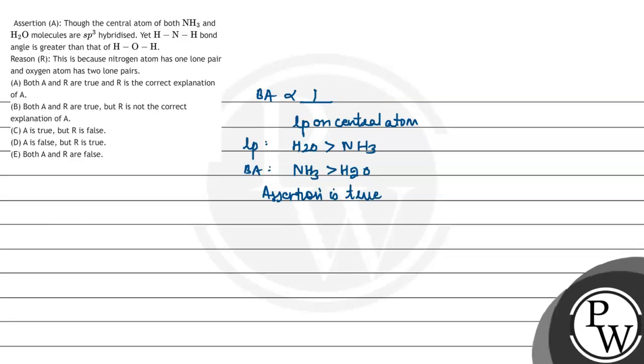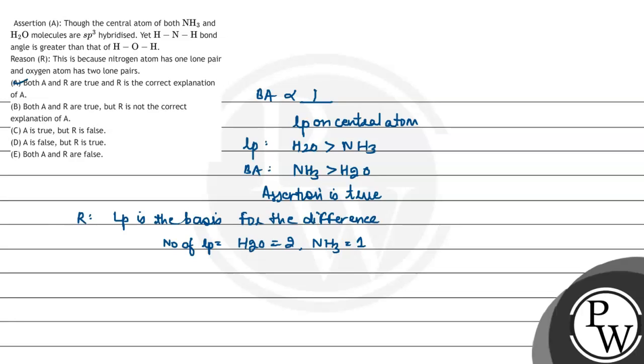Let's talk about the reason. The reason states that this is because the nitrogen atom has 1 lone pair and the oxygen atom has 2 lone pairs. So it is correct, as the lone pair is the basis for the difference. We just calculated how many lone pairs there are, using the steric number. H2O has 2 lone pairs and NH3 has 1. So the reason is also correct, and the reason is the correct explanation of A. That is why the bond angle differs, because of repulsions. So the correct answer to this question is option A. I hope you understood it well. Best of luck.